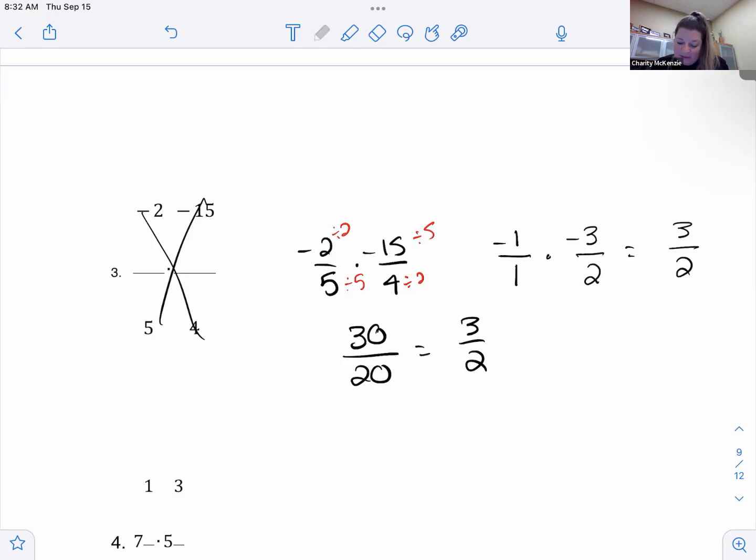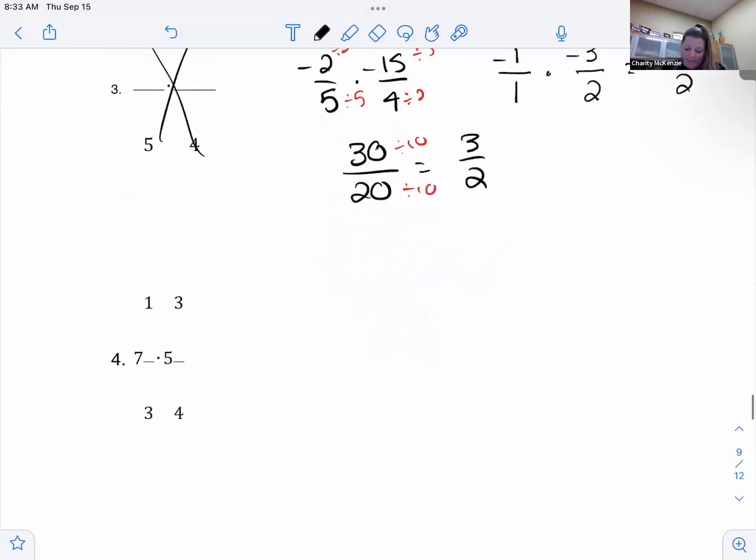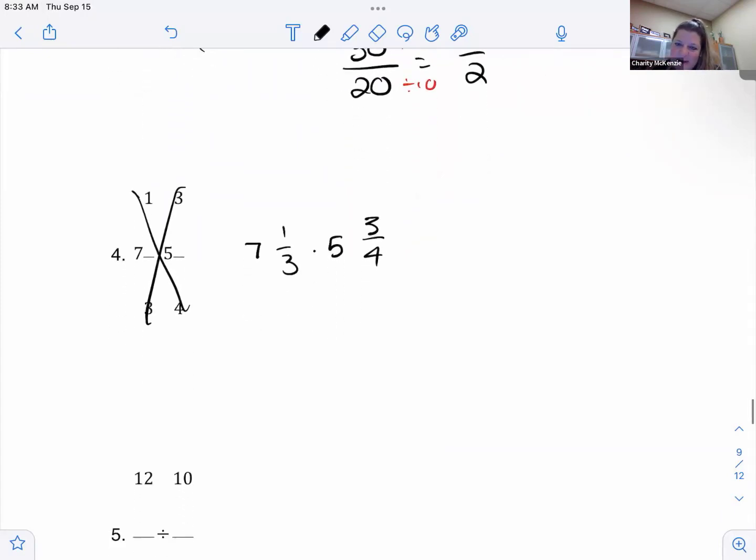Or you could cancel like this one, I'm dividing both top and bottom by 10, right? Or you could cancel in that second step. Either way that you like to do fractions works for me. Okay, what happens if they're a mixed fraction? So 7 and 1/3, I want to times it by 5 and 3/4. Then you need to make them improper. Like it's not going to work this way. You can't times this way.